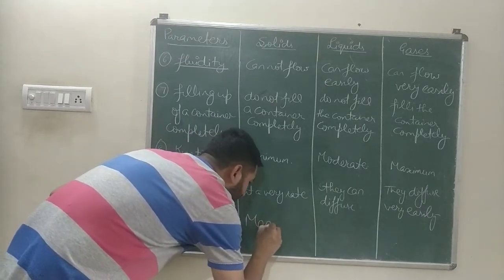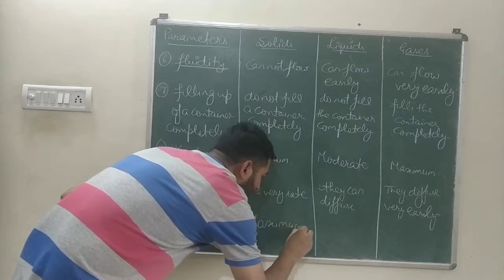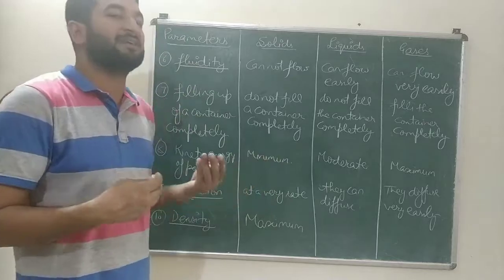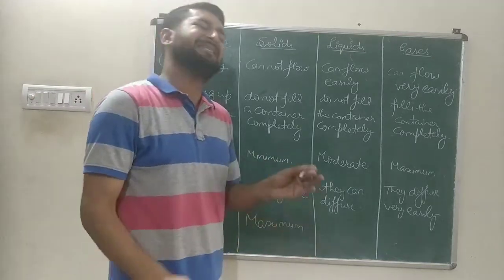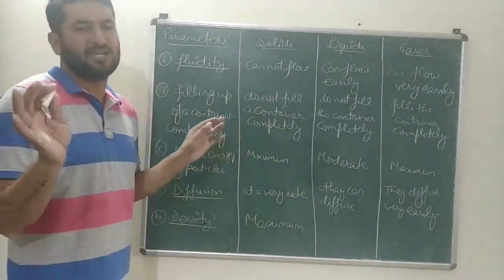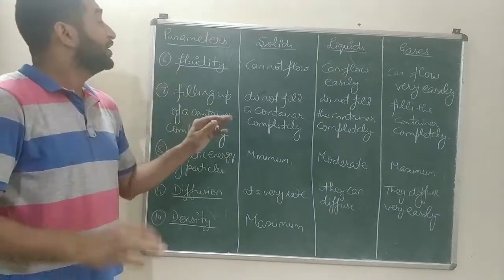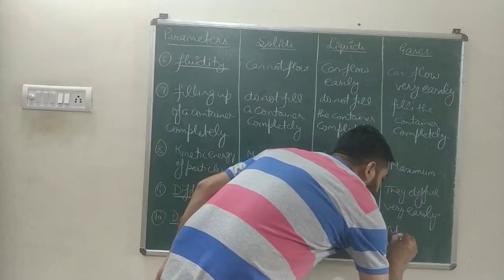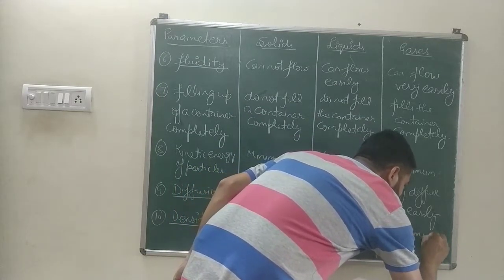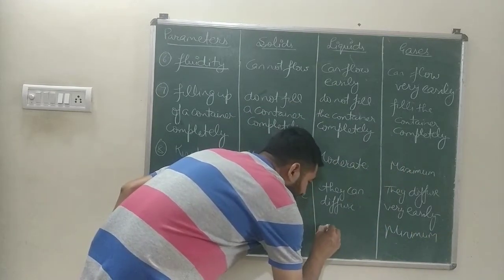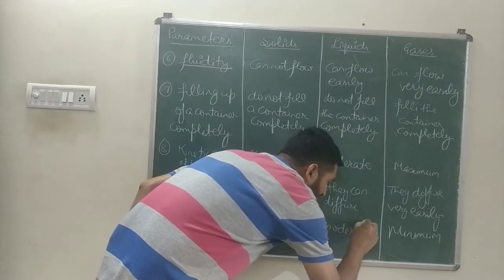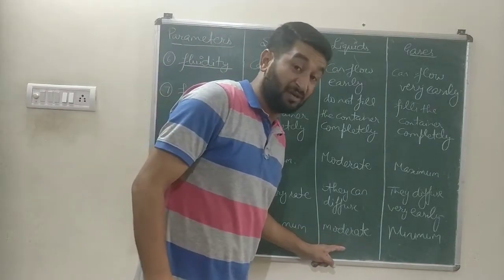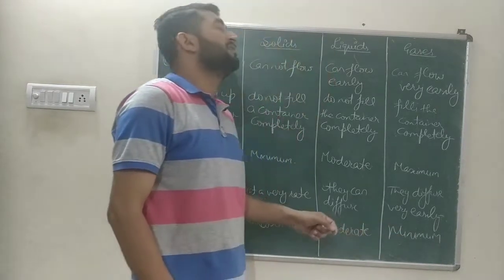Solids have maximum density among all these three states. There are exceptions as well. Ice is a solid, but it has less density than water. That is an exception, a different case. But generally, solids have maximum density. Gases have minimum density. And liquids have moderate density. What do you mean by moderate? Less than solids, but more than gases.